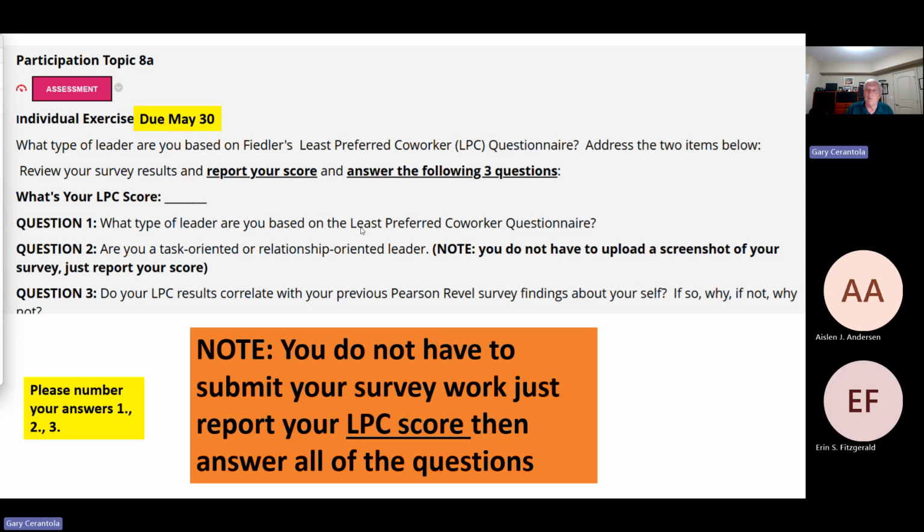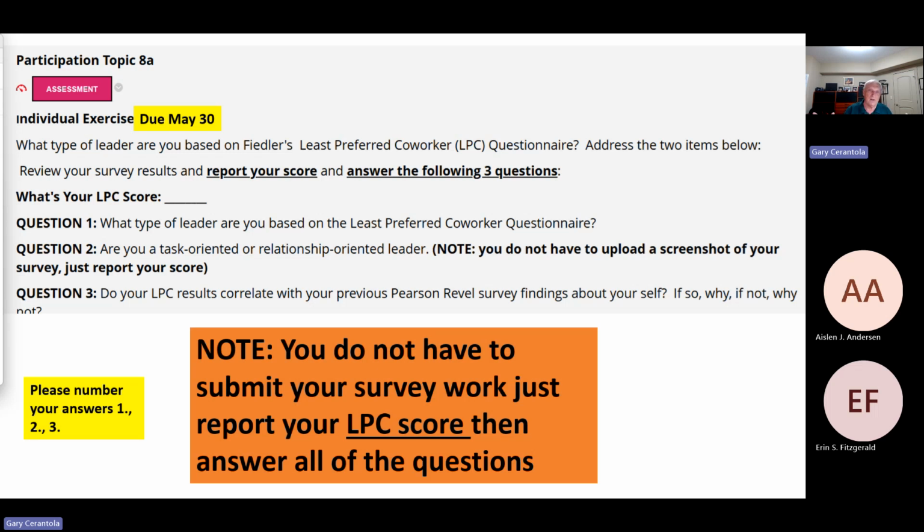What type of leader are you based on that least preferred score? You're going to see the cutoff numbers on that score, and we're going to talk about that. And then, are you task-oriented or relationship-oriented? Depending on your score, that's what you're going to find out. And then, do your LPC results correlate with what your previous Pearson Revel surveys tell you about yourself? And again, why it matters. That's what I'm looking for.